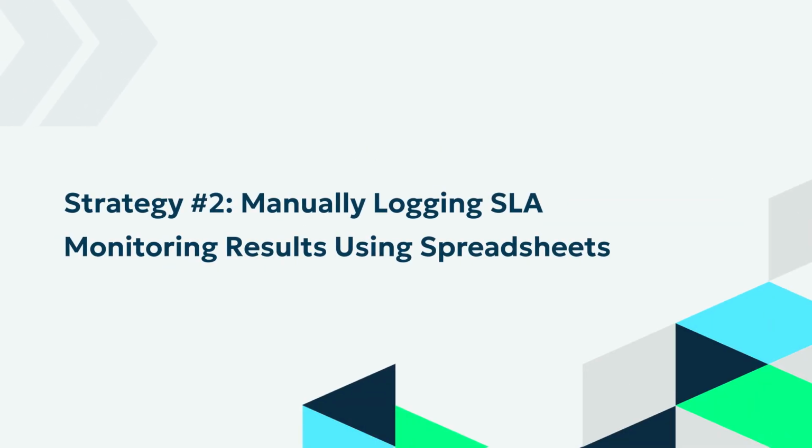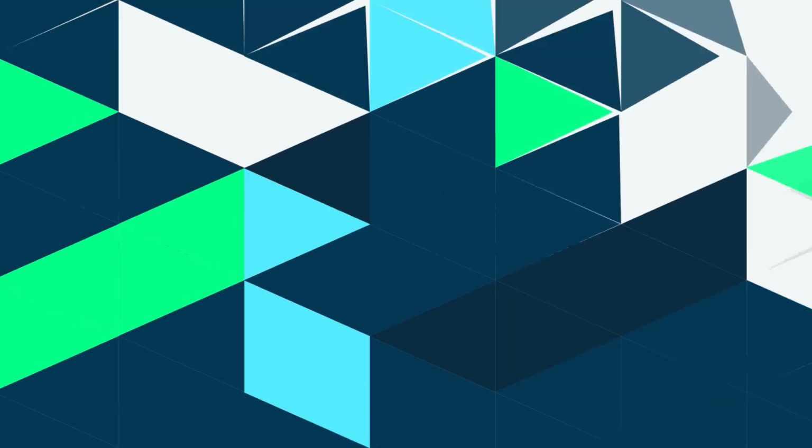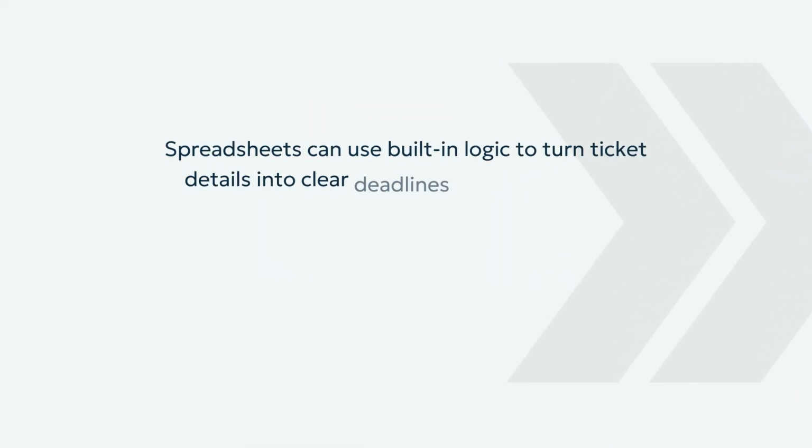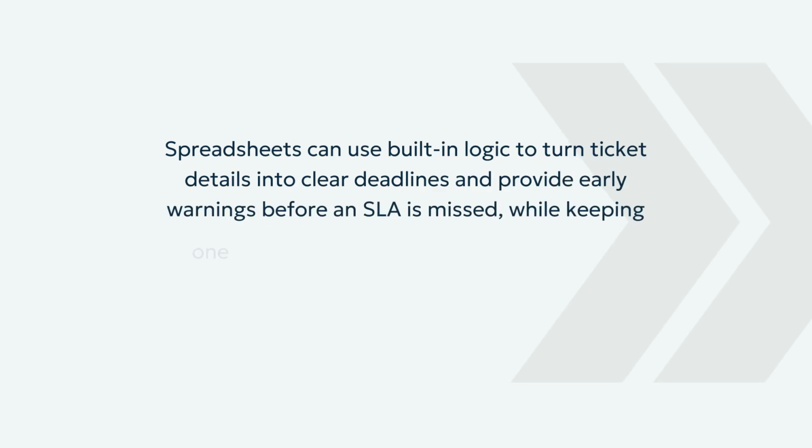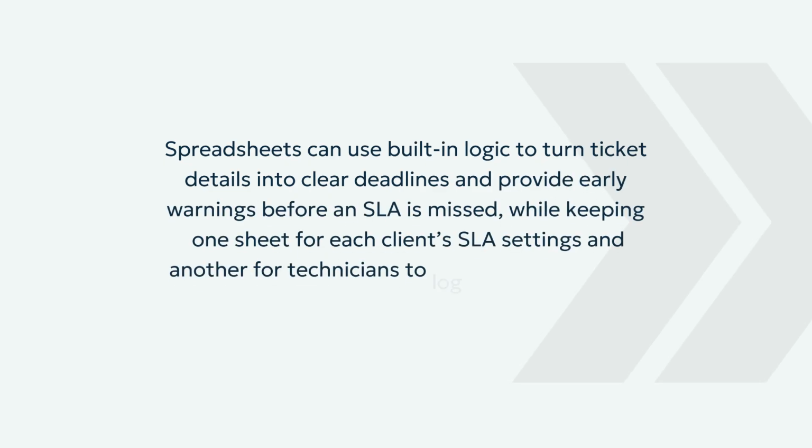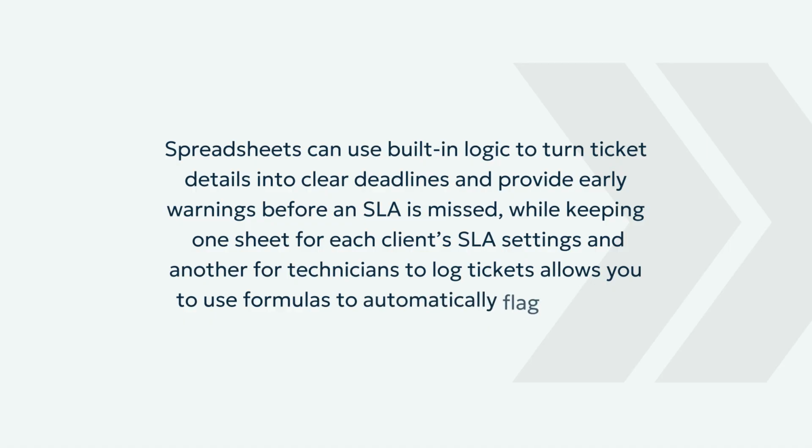Manually logging SLA monitoring results using spreadsheets. Spreadsheets can use built-in logic to turn basic ticket details into clear deadlines, and even give you early warnings before an SLA is missed. Keep one sheet with each client's SLA settings and another where technicians log tickets. Then set up formulas to flag potential breaches and at-risk devices automatically.